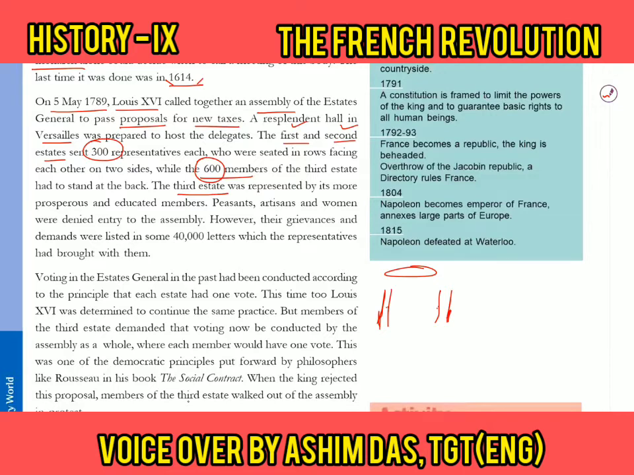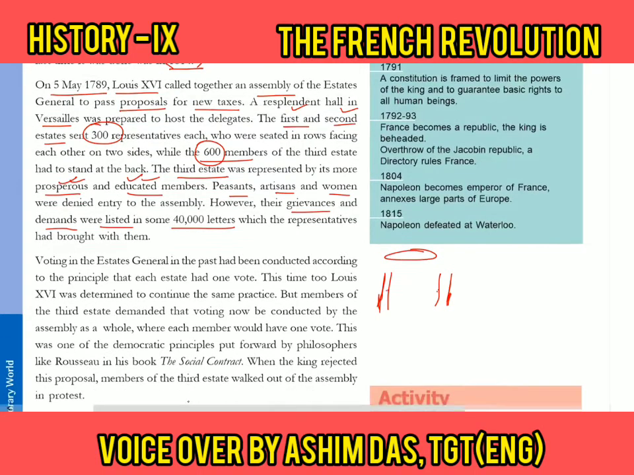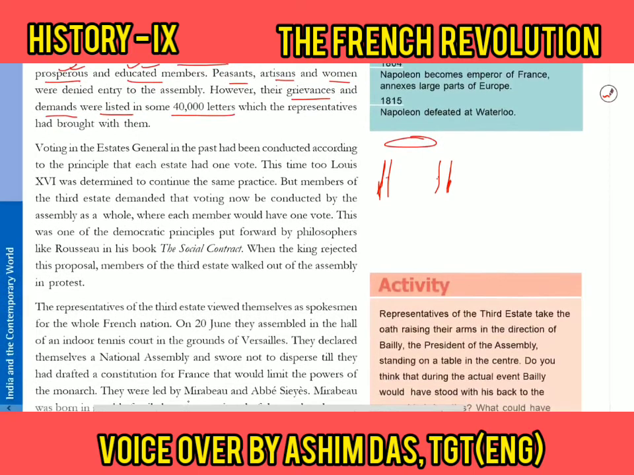Now the third estate was represented by its more prosperous and educated members. As I told you about the middle class, the lawyers, school teachers, businessmen, merchants, etc., the peasants, artisans and women were denied entry to the assembly. Why? Because they were uneducated and they were told they could not come inside. However, their grievances, complaints and demands were listed in about 40,000 letters, which the representatives had brought with them, although they could not bring their fellow peasants, artisans and women.